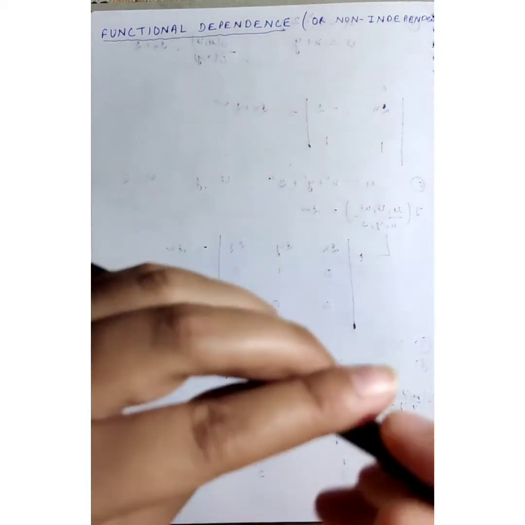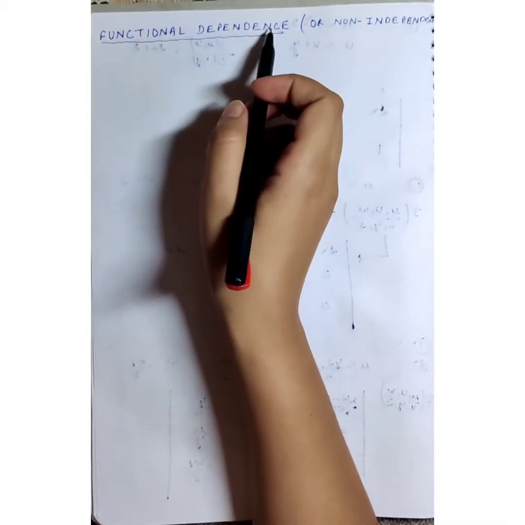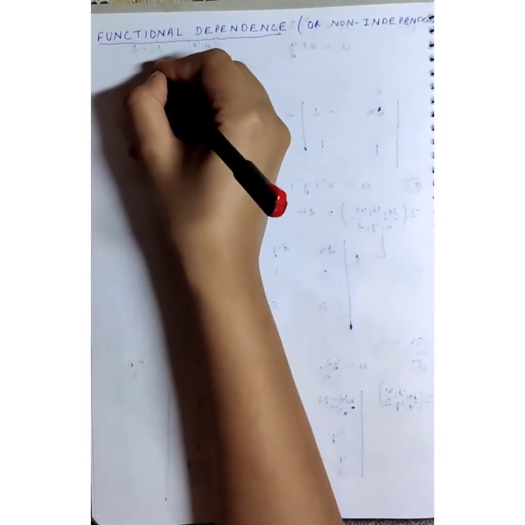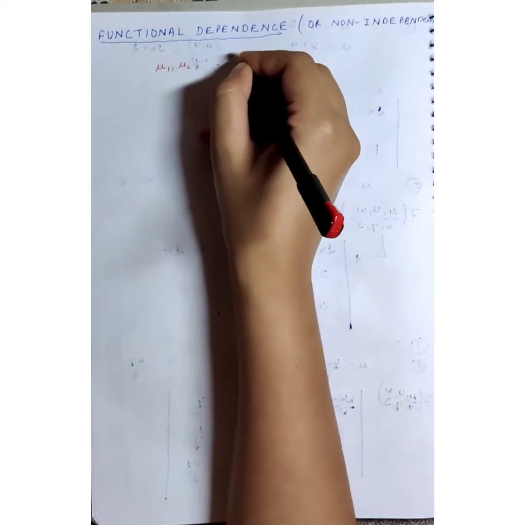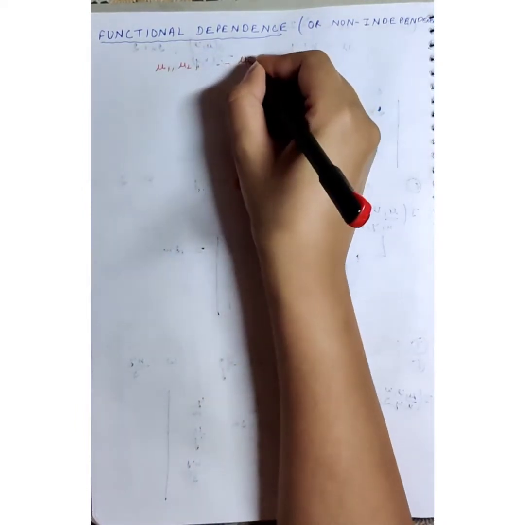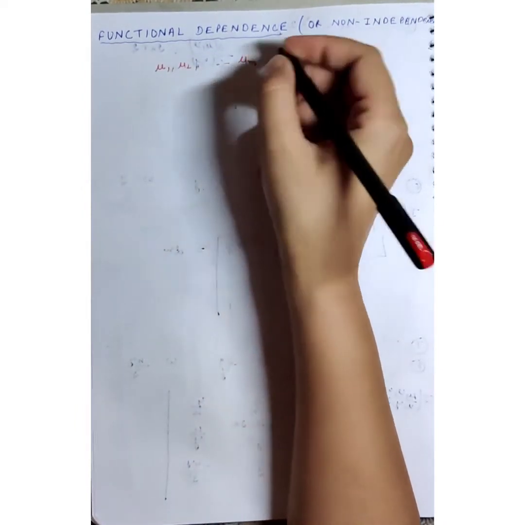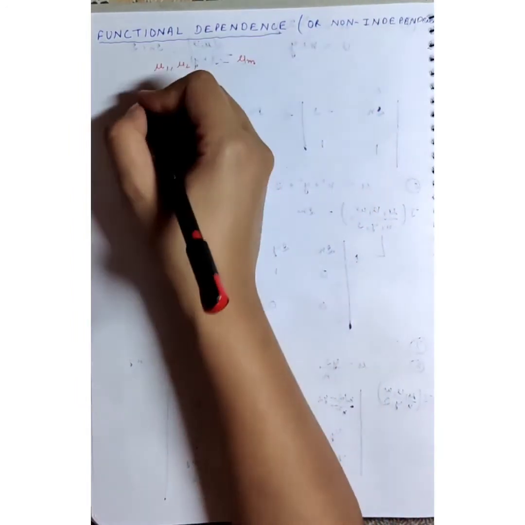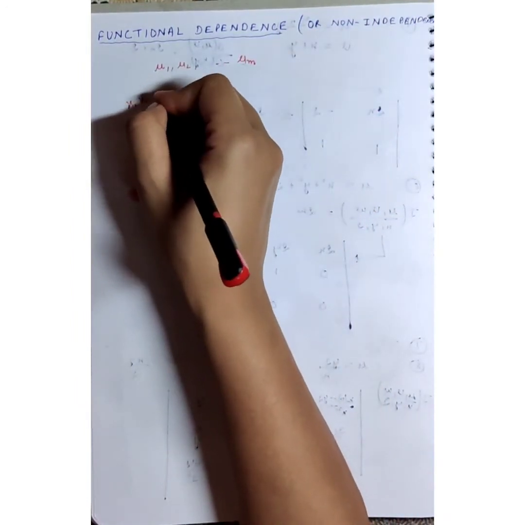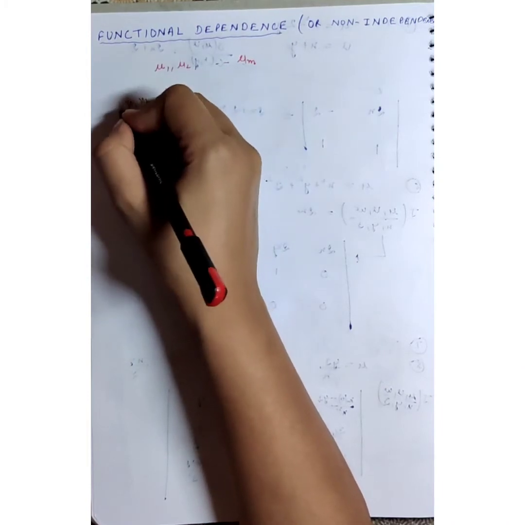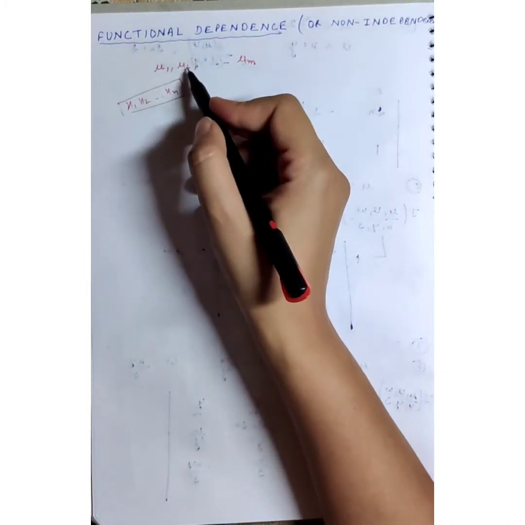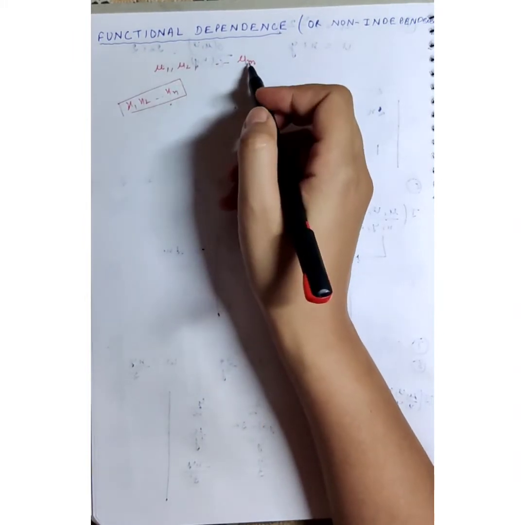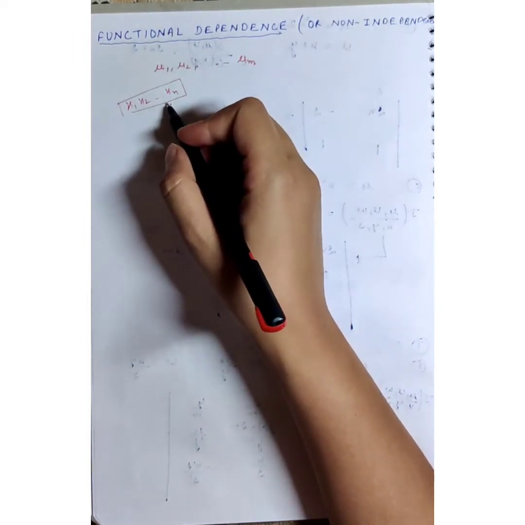Lecture 2. Today's topic is functional dependency. If u1, u2, ..., um are m functions of independent variables x1, x2, ..., xn, u1 is also a function of x1, x2, ..., xn, u2 is a function of x1, x2, ..., xn, and um is also a function of x1, x2, ..., xn.